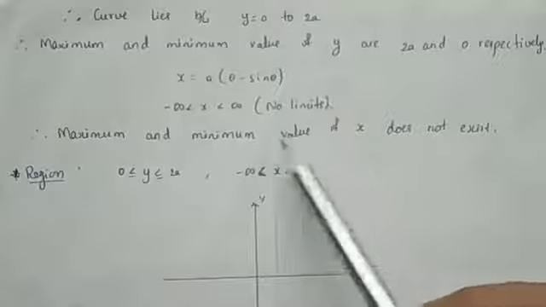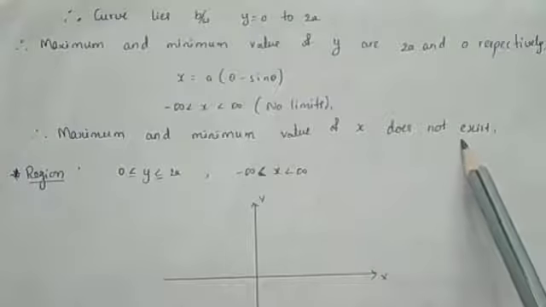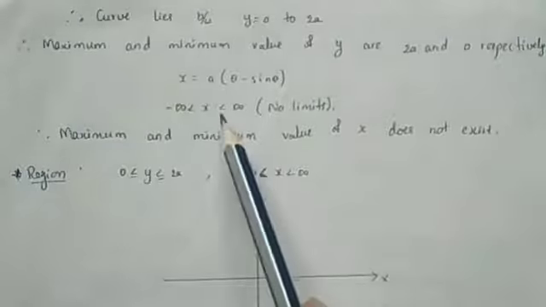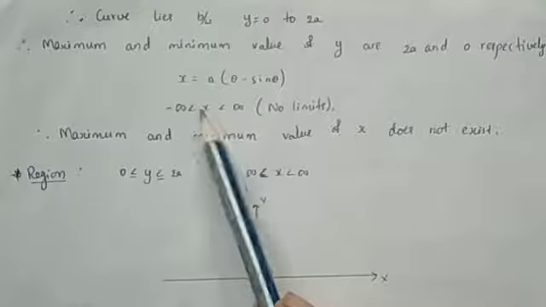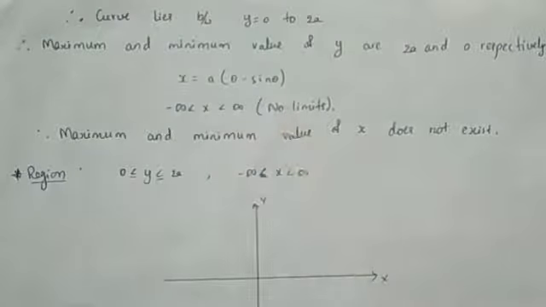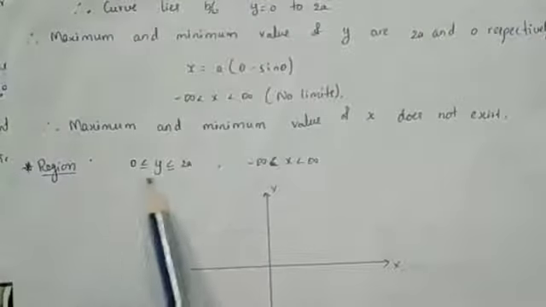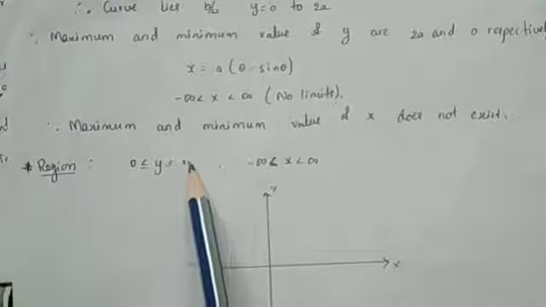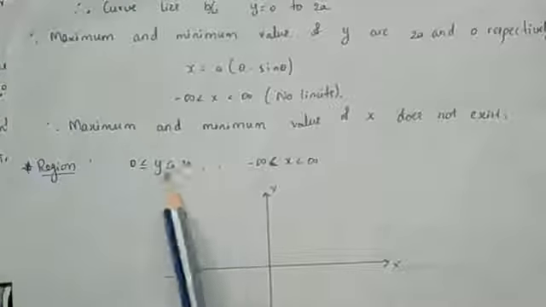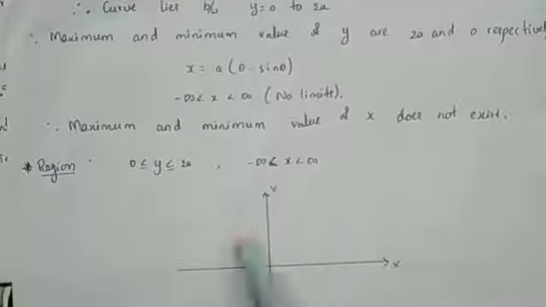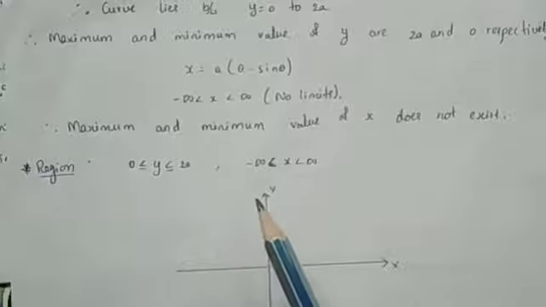Okay, the maximum and minimum value of x does not exist. Therefore x lies between minus infinity to plus infinity. The next one is the region. The region is 0 less than or equal to y less than or equal to 2a. Y lies between 0 to 2a, and x lies between minus infinity to plus infinity.